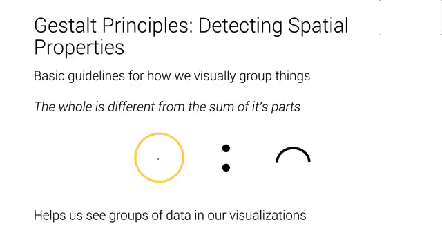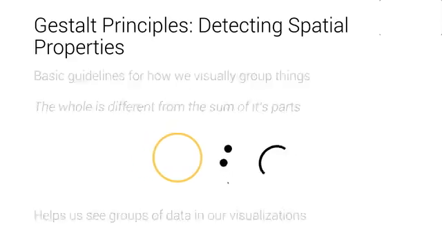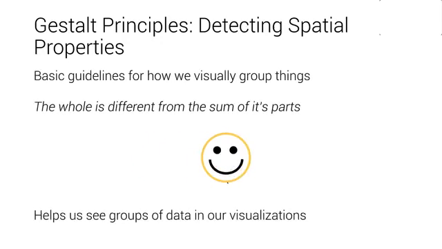For example, if I have a circle, this big yellow circle, these two black circles, and this black arch, I see these as different geometric objects. But if I were to change their configuration here, I get a happy face. And so what this tells us from the Gestalt perspective is that the whole really is different from the sum of its parts. The configuration and assembly of all the parts together work to express relative properties of our data. And we can rely on Gestalt principles to help us see groups of data in our visualizations.